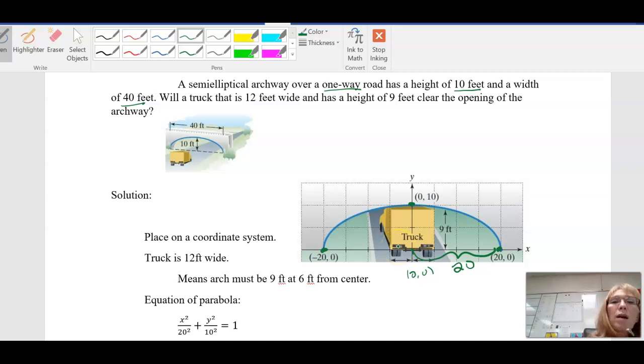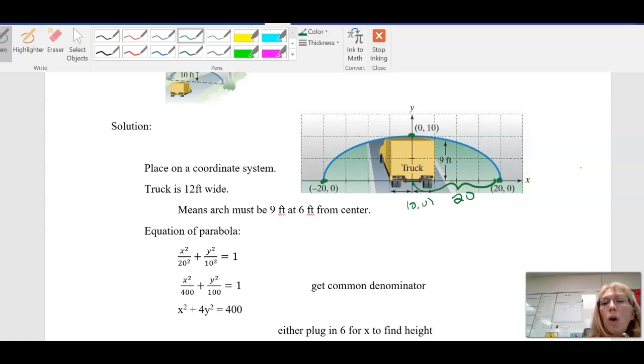Now my truck is 12 feet wide and 9 feet tall. I need to know if it's going to clear. All right, so if he's 12 feet wide total, he's going to go down the center, so he has 6 feet. So from 6 feet to 9, I need to know if it's going to hit at that point is what we're looking for. So our ellipse is x squared over 20 squared, because that's my major, plus y squared over 10 squared. So this is my ellipse equation.